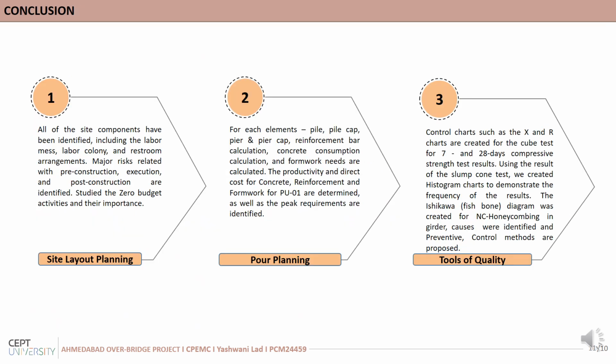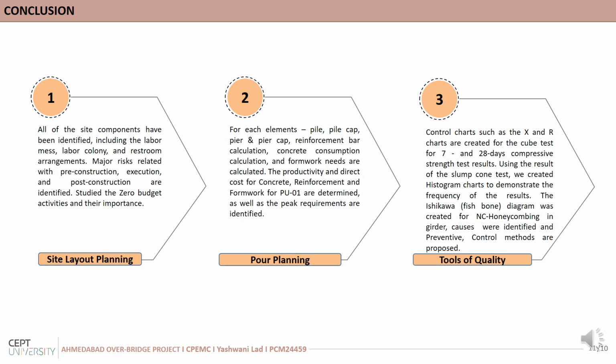The conclusion for site planning is that all of the site components have been identified, including the labor mess, labor colony, and restroom arrangements. Major risks related to pre-construction, execution, and post-construction are identified, and later the zero budget activities and their importance are studied.